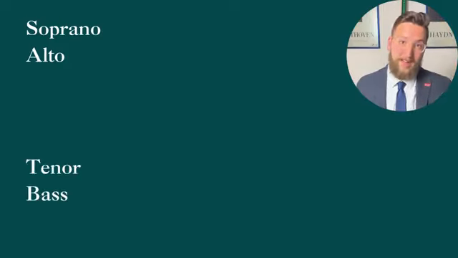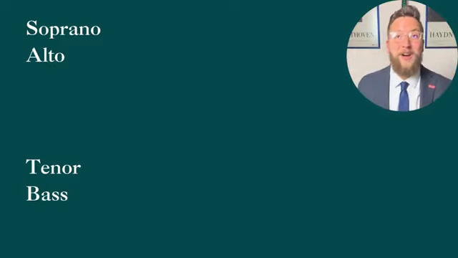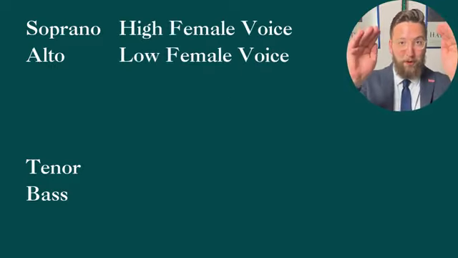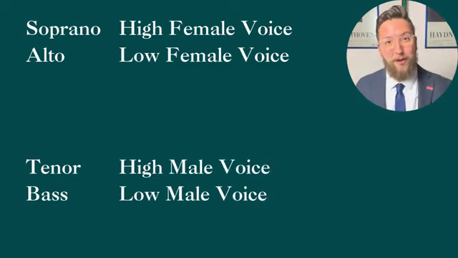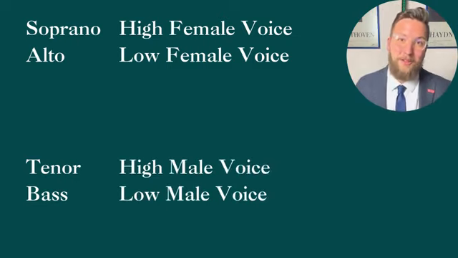There are four vocal parts in our church music. You have soprano, then alto. Those are the two female voices, and then you have tenor and bass. Those are the two male voices. The unique thing you should know is that soprano voices are the higher women's voices, alto voices are the lower women's voices, and the same kind of structure is true for the male. Tenor is the higher male voice, and bass is the lower male voice.